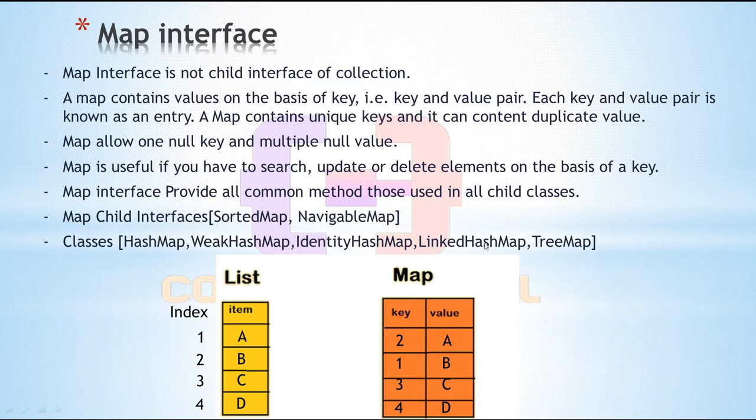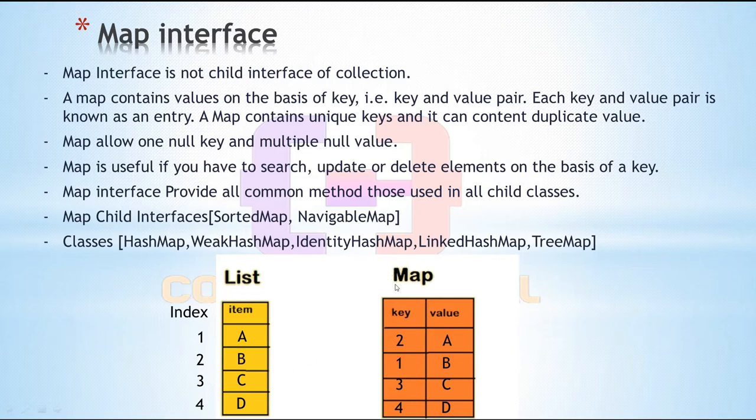Map interface provides all common methods used in all child classes. Here we have a few child interfaces: SortedMap, NavigableMap, then child classes HashMap, WeakHashMap, IdentityHashMap, LinkedHashMap, and TreeMap. You can see in this diagram, here is List. This List is a child interface of the Collection interface. Here we store a value against an index, and the index auto-increments 1, 2, 3, 4 like this.